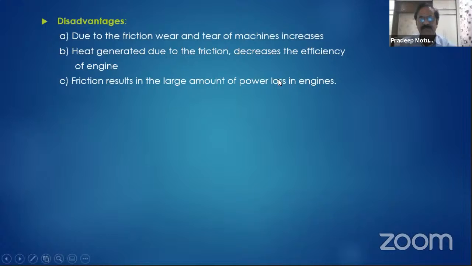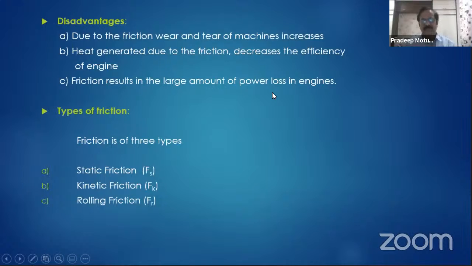Heat generated due to the friction decreases the efficiency of the engine. Because of the contact between the two wheels or in the machine, heat is generated. So because of that, the efficiency of the engine decreases. Friction results in a large amount of power loss in the engines. Of course, these are all disadvantages of friction. Here, students, I mentioned very few things. There are so many things which come under the category of disadvantages of friction.